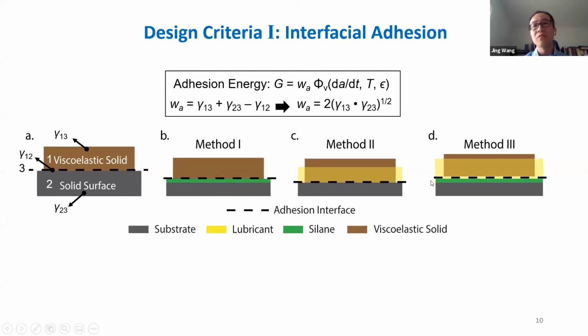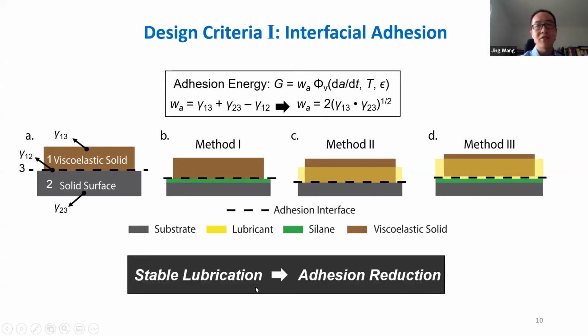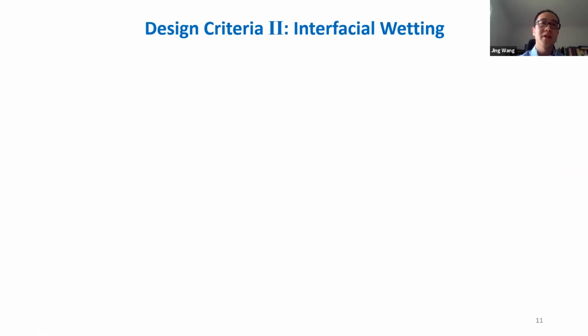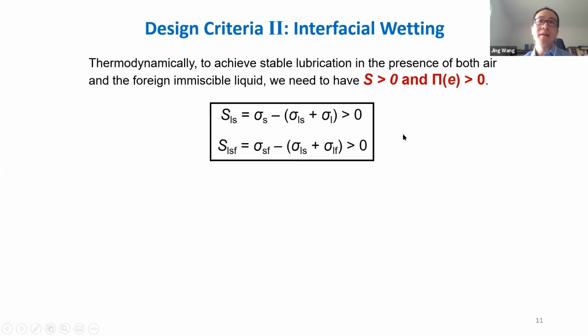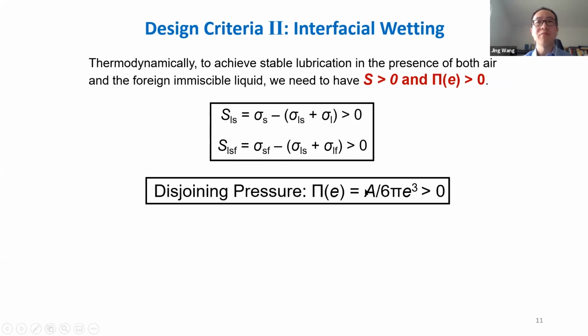So here we propose to stabilize the lubrication layer. In this way, we can reduce both gamma 2,3 and gamma 1,3. And so this adhesion problem becomes a cohesion problem in the lubricant itself. So we want to have stable lubrication to further reduce the work of adhesion. How can we achieve a stable lubrication on a smooth surface? Thermodynamically, we need to have the spreading parameter larger than 0 and the disjoining pressure larger than 0. Basically, we need the spreading parameter under air and under a foreign liquid or foreign matter both larger than 0.